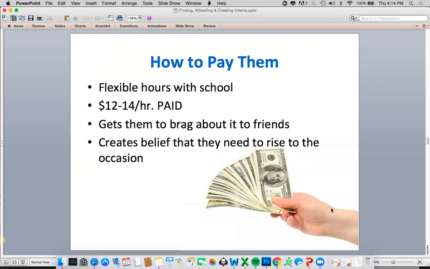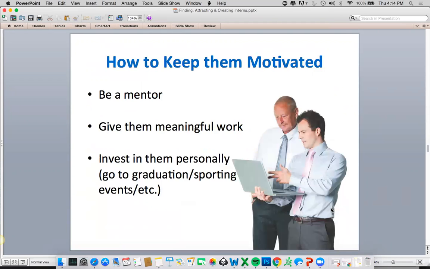This also gets them to brag about their awesome new internship to their friends. So guess what they're doing for you? They're marketing your company to their inner circle of other 20s. So like I said earlier, the best way to keep them motivated is to be a mentor and give them meaningful work. If you do the life business plan and you start paying attention to those other 4 commandments that we talked about, this is going to happen naturally.